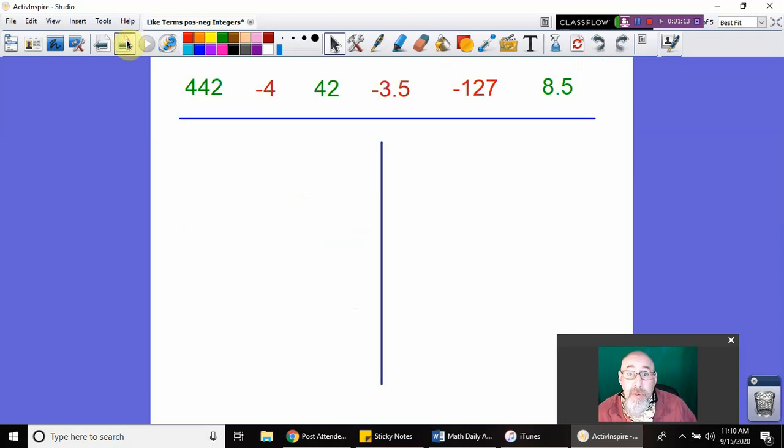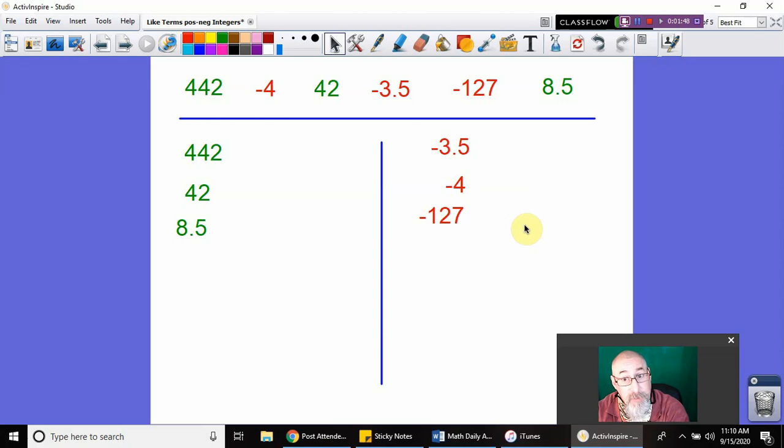Alright. Now I can put this in terms of numbers. So I have all these numbers up here. 442, negative 4, 42, negative 3.5, negative 127, and 8.5. If I wanted to combine the like terms, I would put together all my positive values. So I'd put these all together, and I would put together all my negative values. So that's just a matter of grouping them together. Right now I don't have any operations, so this is just a matter of all my positives to one side, all my negatives to the other.